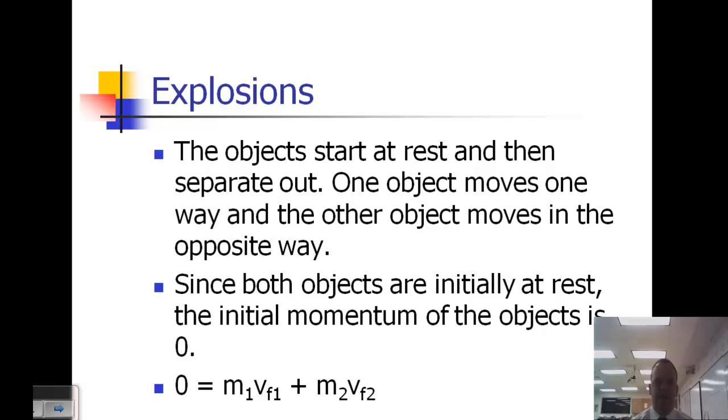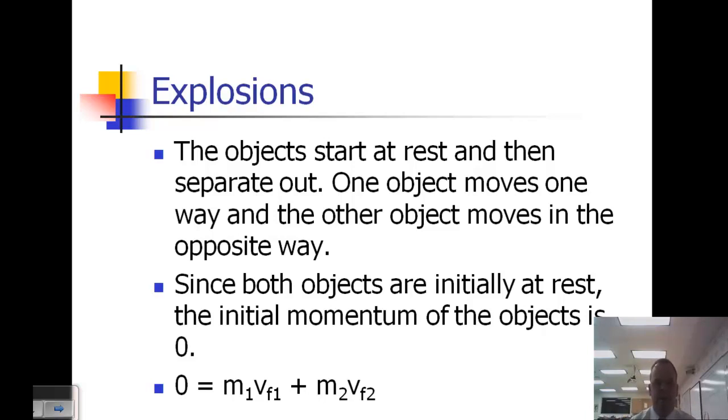This is very similar to the case that you're doing in the conservation of momentum lab, where you have the two carts together and you press the plunger to cause them to separate apart. Both objects are initially at rest, so their initial momentum will be 0. So the total momentum of both before and after the explosion is 0.